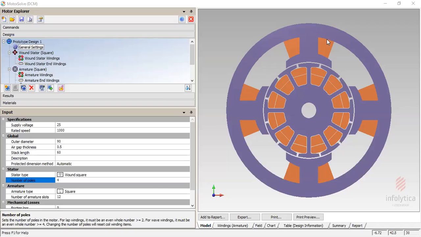I think you people are able to see the window, right? Okay.